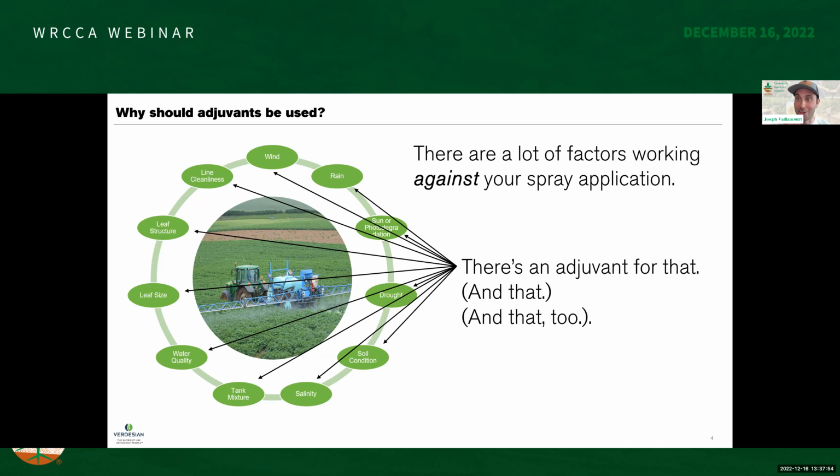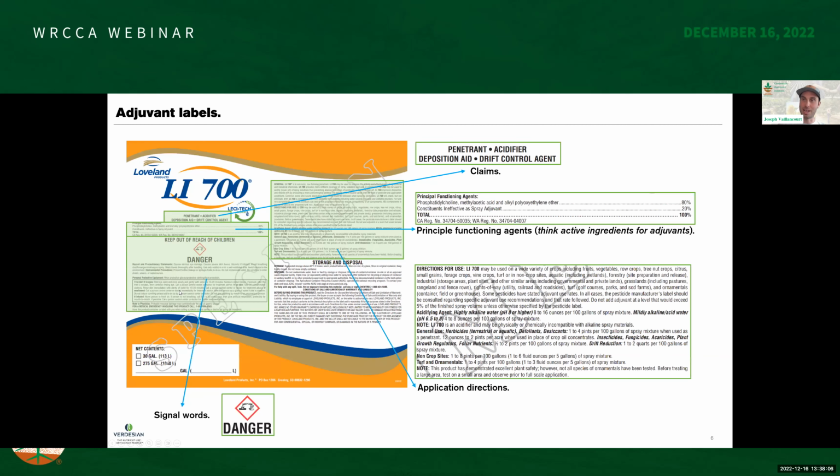They're not all equal. There is a tremendous variability in the quality of these adjuvants as well. So trusted suppliers are often your best bet. Now here's a label that I practically know by heart. LI 700, you might be familiar with this product. I believe it is the best-selling adjuvant of all time across the globe.